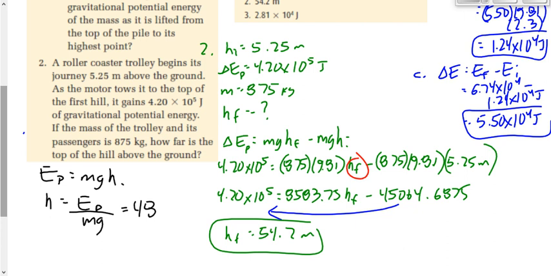Look, the final potential energy is not 4.2 times 10 to the 5. That's not what the potential energy is. That is relative to the ground, at least. Relative to the ground, that's the change in potential energy. We don't know what the initial was, but it was something. So we can't just say H is equal to EP over mg when that's not EP. The question says that's the gain in potential energy. So what we want to do is set that equal to delta E, not to E.